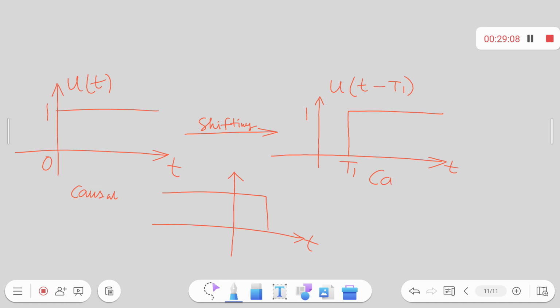This is also causal, right? This is causal. What about this signal? Is it anti-causal? This signal? Non-causal, right? This is 1, this is say T1. What about this signal?